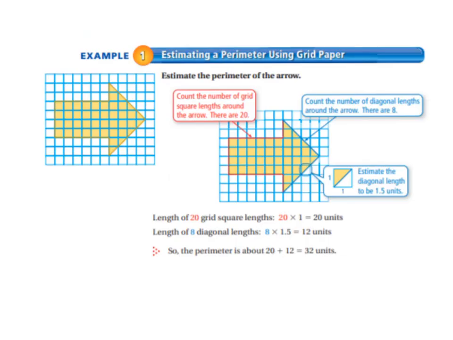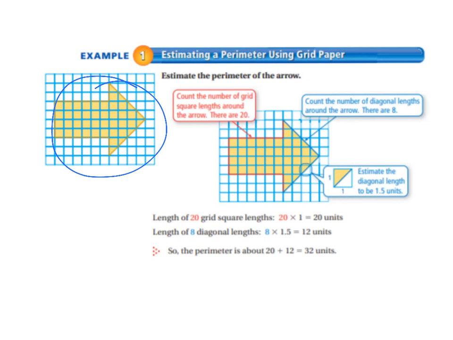So let's get started with example 1, estimating a perimeter using grid paper. We're going to estimate the perimeter of this arrow, and our directions are to count the number of grid square lengths around the arrow. It says there are 20, but we're going to count them anyway just to make sure the book did it right. So remember, you're counting the length of the line around the figure.